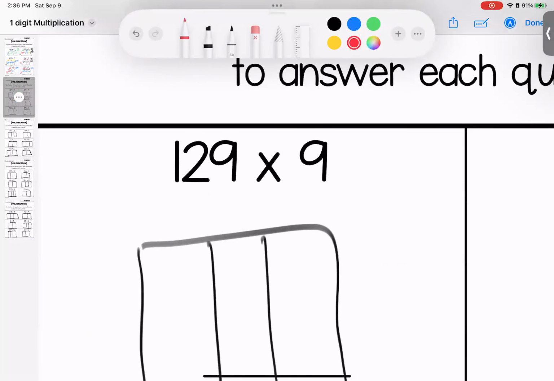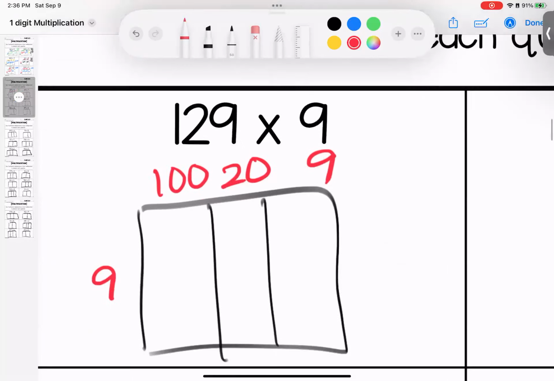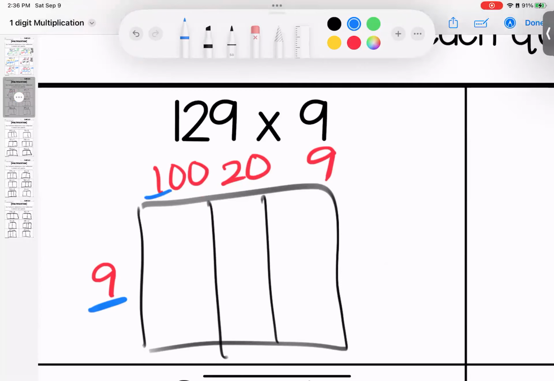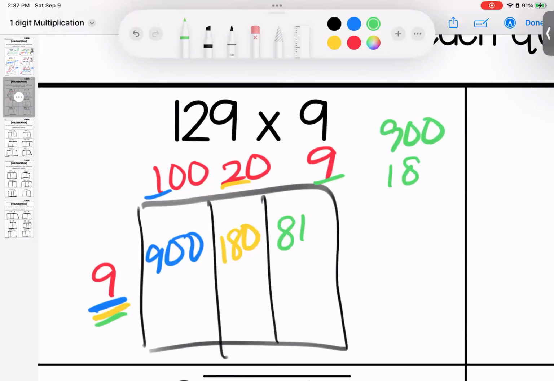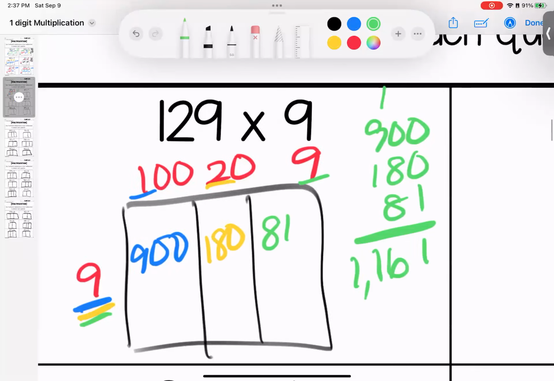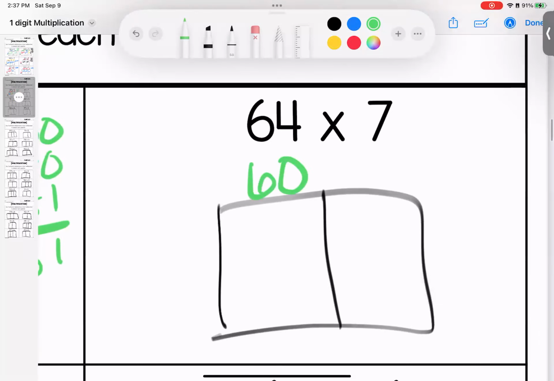Coming down here, I have 129 times 9. 9 times 1 is 9 with 2 zeros. 9 times 2 is 18 with a 0. 9 times 9 is 81. I have 900, 180, 81. 8 and 8 is 16. 9, 10, 11. 1,116.